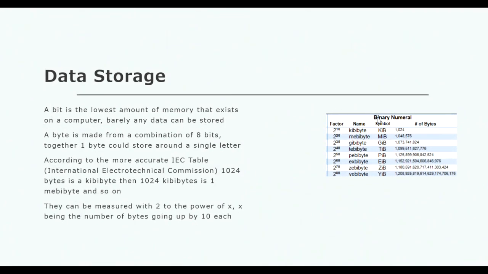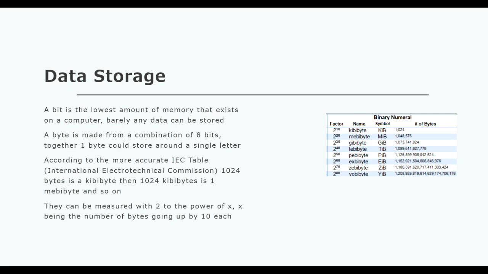Data storage. So this is the IEC table, sorry, which I was talking about previously. This is basically how they store data. A bit is the lowest amount of memory that exists on a computer. Barely any data can be stored. It's very hard to store data with a bit. A byte is made up of a combination of 8 bits. Together, one byte can store around a single letter, like a letter A.